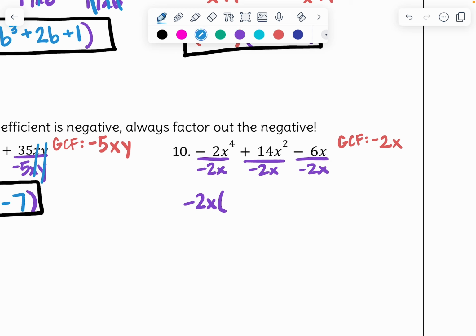And now we divide. Negative 2 divided by negative 2 is 1. X to the power of 4 divided by x is x cubed. 14 divided by negative 2 is negative 7. X squared divided by x is x. Negative 6 divided by negative 2 is positive 3. And x divided by x is 1.